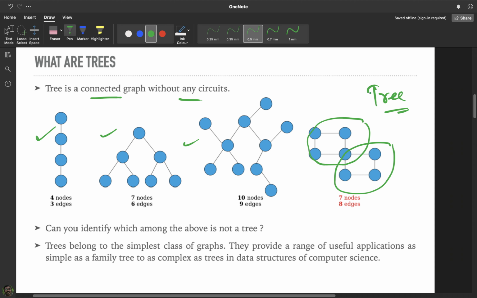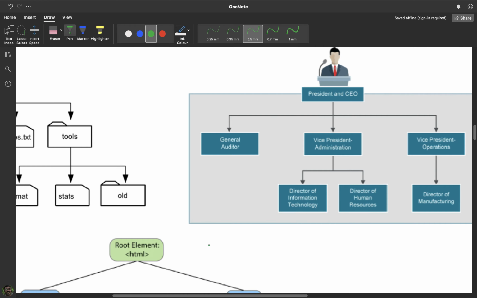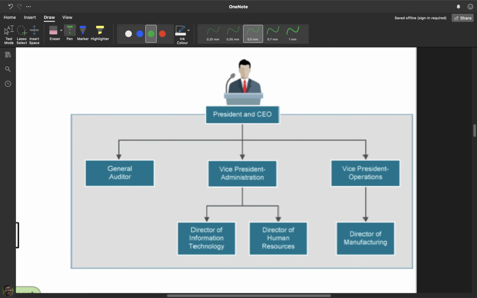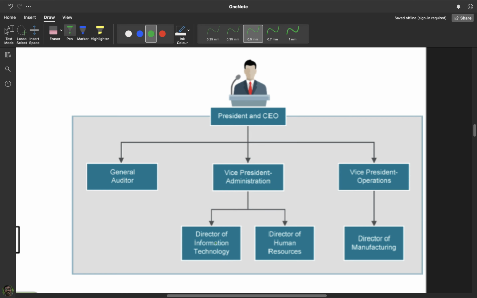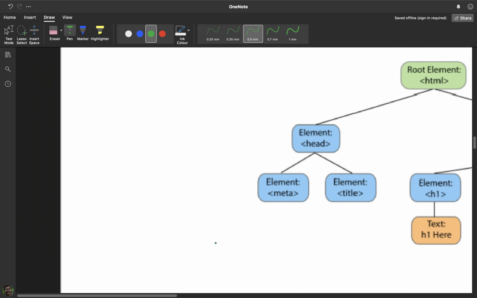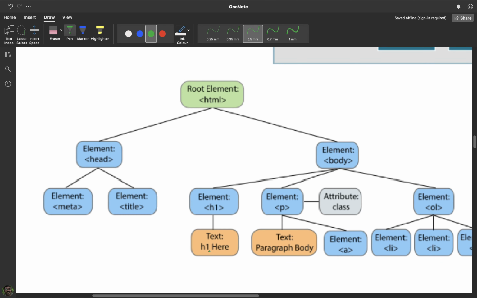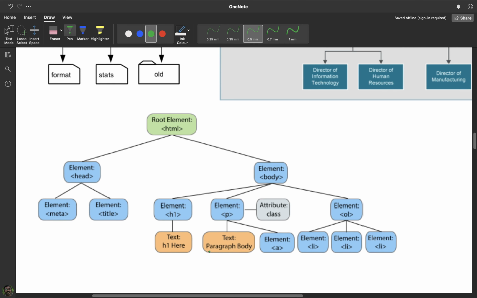It's very simple, and they are the simplest of graphs, and they can be used to model a wide variety of applications, such as something as simple as a family tree, or data structures of computer science. For example, you can see some applications of trees here. You can model the hierarchical, organizational structure of a company using trees. Or suppose you are looking at a folder of your computer, it may contain many subfolders like this. Or if you go to a web page, the various links built inside the web page could be converted like this. So a wide variety of applications could be modeled using trees.